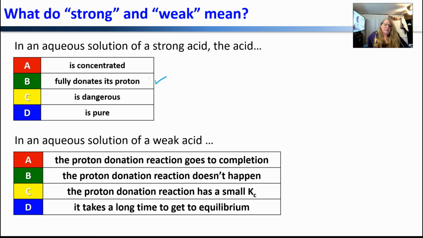So what makes something a weak acid? Do you think the proton donation reaction goes to completion? Proton donation reaction doesn't happen? Proton donation reaction has a small Kc, or it takes a long time to get to equilibrium? Pause and come back. Okay, well hopefully you came up with has a small Kc.